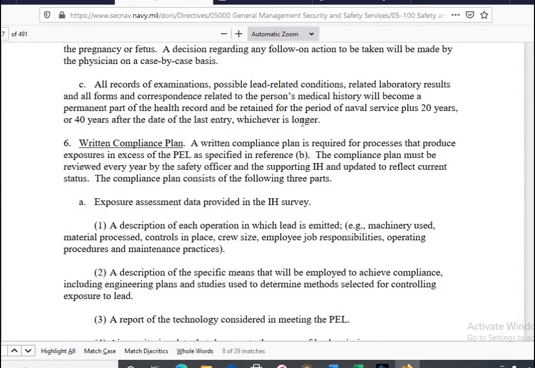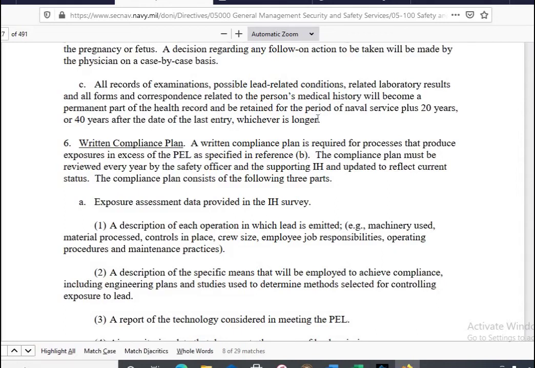Here's a big one for recording. For lead, it stays in their medical record and it is retained 20 years after they left the naval service or 40 years after the date of the last entry, whichever of those is longer. I would guess for most people that would be after 20 years of naval service, but for some people the 40 years should be longer because it's twice as long. I don't really know the difference, but just remember 20 years after naval service or 40 years after the last entry, whichever is longer.